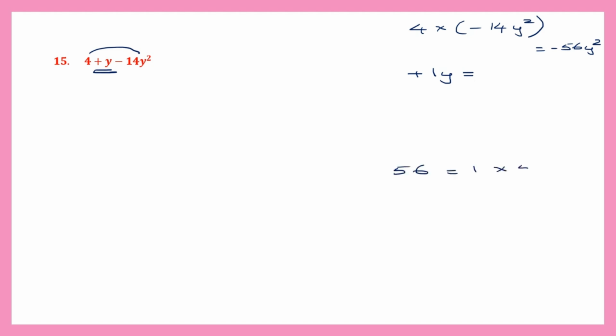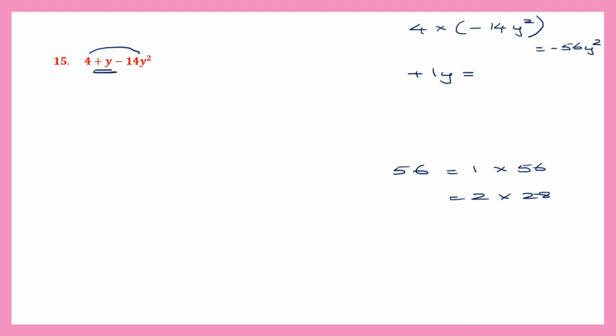Question 15. Let's take again these two and multiply 4 into minus 14y square. So that is equal to minus 56y square. Now I have to split up the plus 1y into 2 terms, so that when I add, I should get that. So let's take the number 56 and find the factors of 56. 1 into 56 is 56, and when you add it up, you don't get 1. So now let's go to 2. 2 into 28 is 56. So this also when you multiply, you get 56, but when you add, you don't get 1.